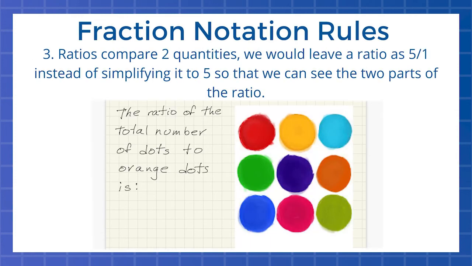Then when we have a ratio like this one, if we want to know the ratio of the total number of dots to orange dots, okay, we need to count. How many dots in total? 9. Okay, 9. And how many orange? Just this one. Then it's 9 over 1. It is important to actually write it like that. 9 divided by 1. Because we are expressing a ratio, we need to see the two parts of this ratio. Okay? This is the right way to do it.